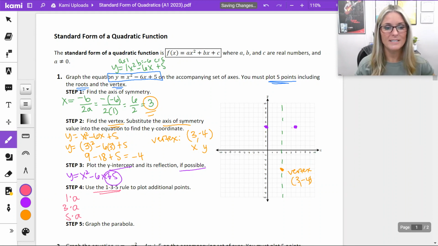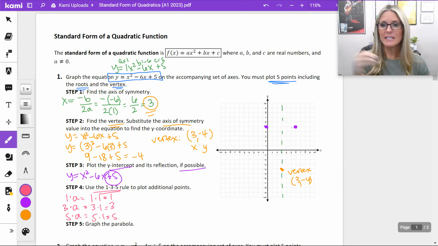So we'll do 1 times a, 3 times a, 5 times a. Our a value was an understood 1. So 1 times 1 is 1, 3 times 1 is 3, and 5 times 1 is 5. And so that's going to tell us how to move to find our next point. We're going to go over 1, up 1. And it's always over 1. So on 3, we're going to go over 1, up 3.